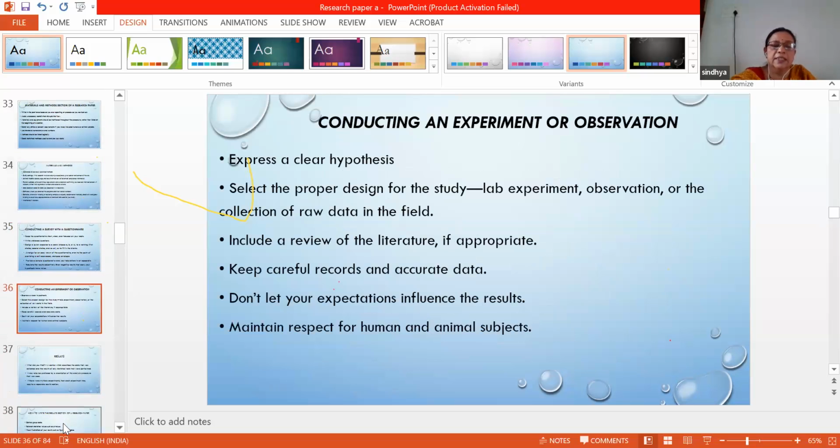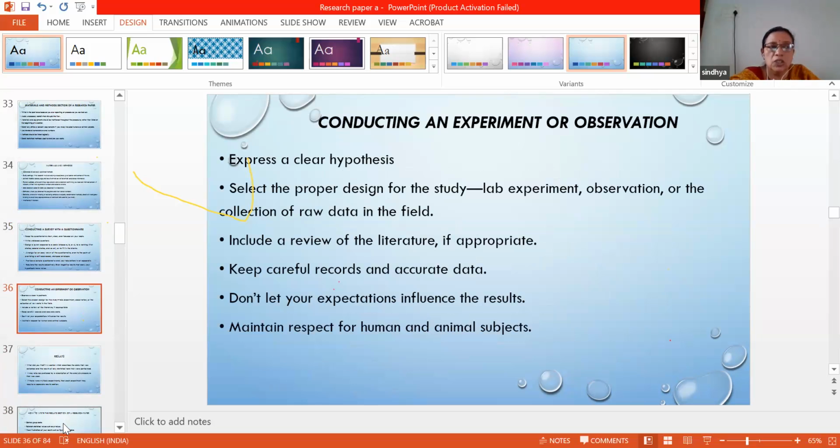That is while conducting a survey. But while conducting an experiment or observation, there must be a clear hypothesis, a proper design must be mentioned, and a review of related literature and records and accurate data.